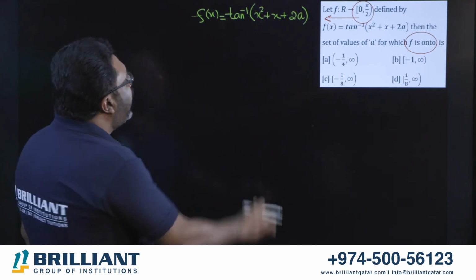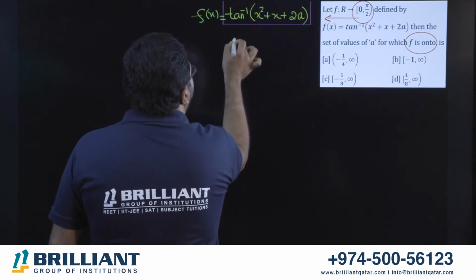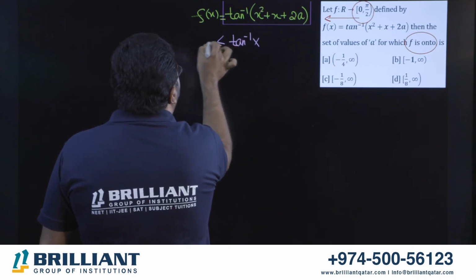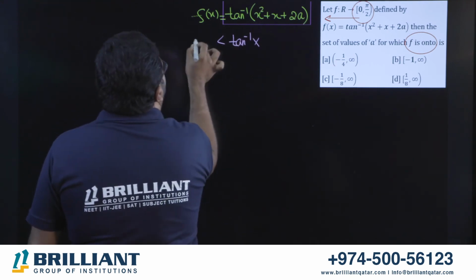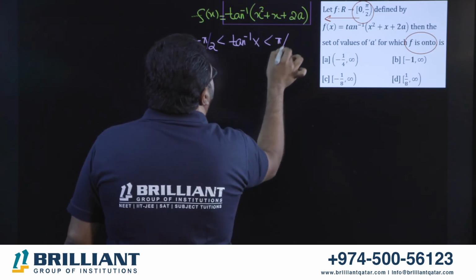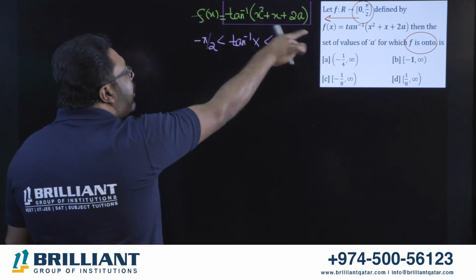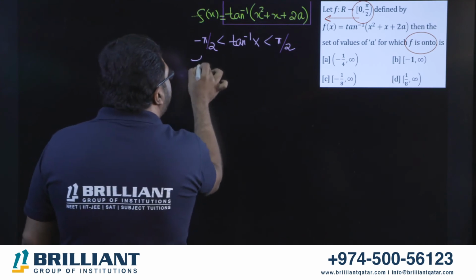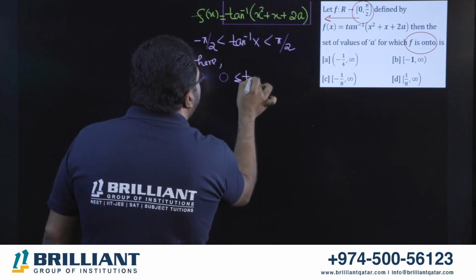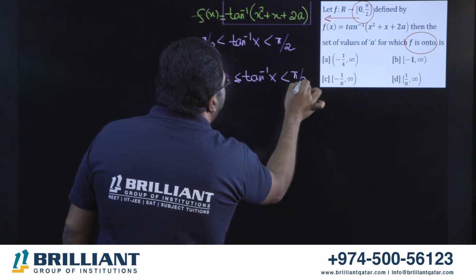Tan inverse has its own range. Tan inverse says that my range is between minus pi by 2 and pi by 2. But they are saying, I don't want from minus pi by 2 to pi by 2. Here I am only concerned about the values from 0 to pi by 2.